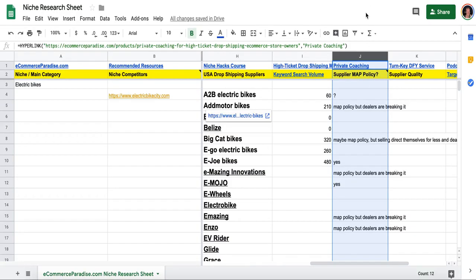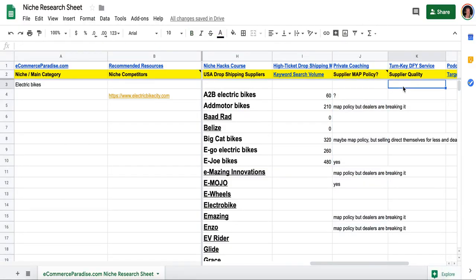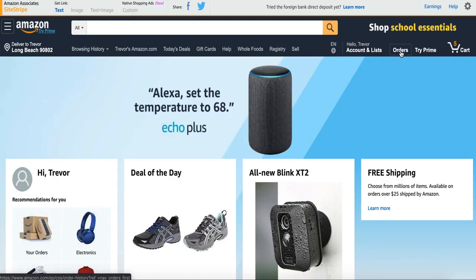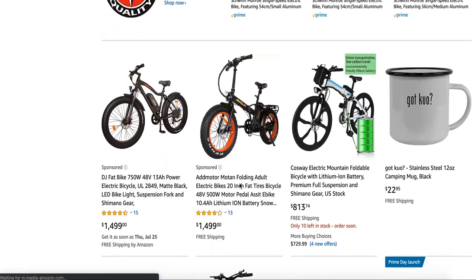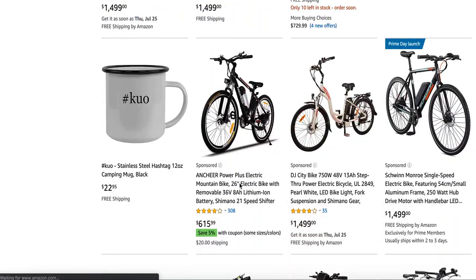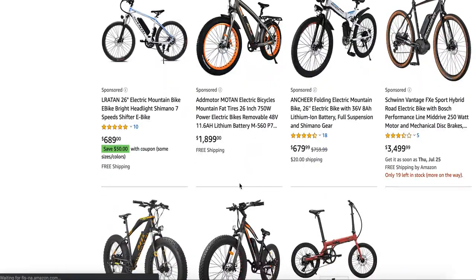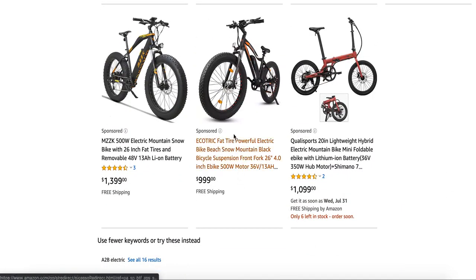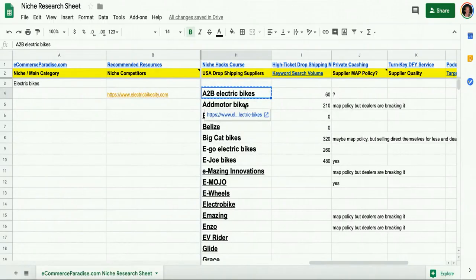All right, guys, welcome to this lesson. In this lesson, we're going to determine the quality of each of the suppliers. The way we do that is by checking reviews on third-party marketplaces like Amazon.com. So we're going to attempt to find their product listings and see if they have good reviews or not. Just type a name into the search bar on Amazon and see if they're on there or not. And if they're not, just skip it.